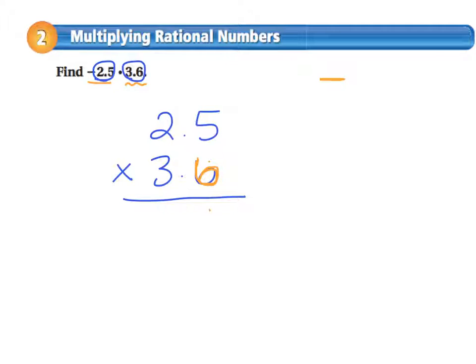6 times 5 is 30. Put down my 0, carry my 3. 6 times 2 is 12, plus 3 is 15. I can go ahead and cross that 3 out. For now, you have to ignore the decimals.